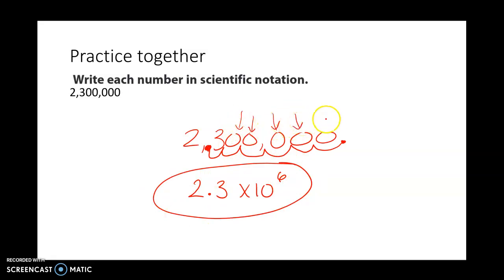You do not need to write all these zeros. The point of scientific notation is we get to write less numbers. So if the zeros are at the end, you don't have to write them. If the zeros are in the middle, then you have to write them.